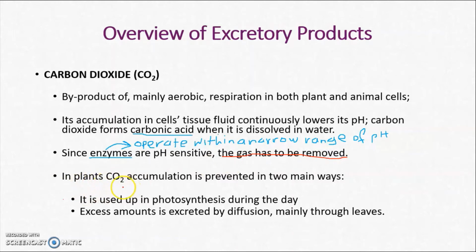In plants, however, carbon dioxide's accumulation is prevented in two main ways. During the day, excess amounts are used up during photosynthesis for the production of food by the plant, in the presence of sunlight and chlorophyll. Excess amounts are excreted by diffusion, mainly through the stomata of the leaves. Remember, the stomata are the pores on the surface of the leaves. So during the day, carbon dioxide is used up during photosynthesis, and excess amounts are lost through diffusion, mainly through the stomata of the leaves.